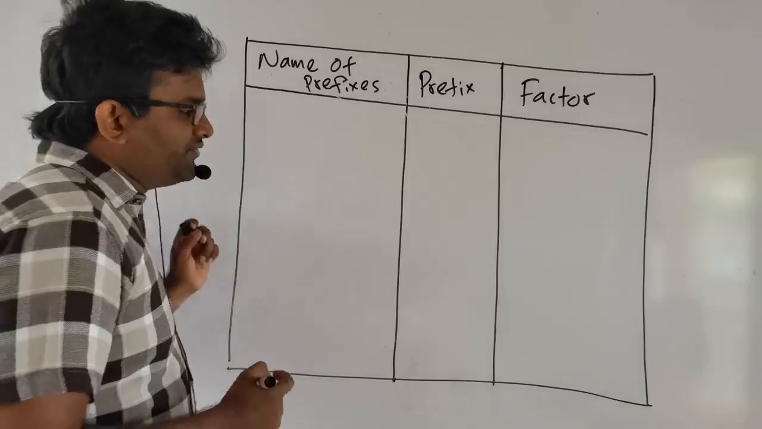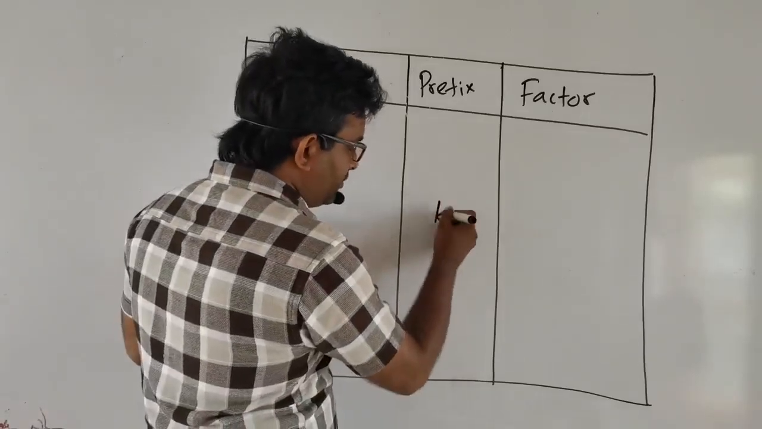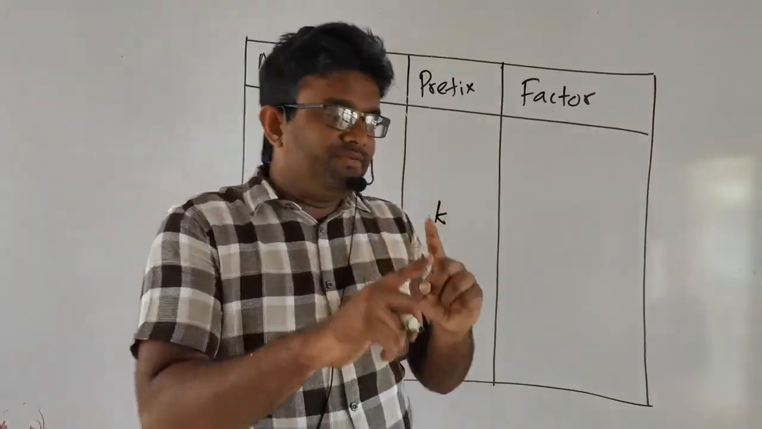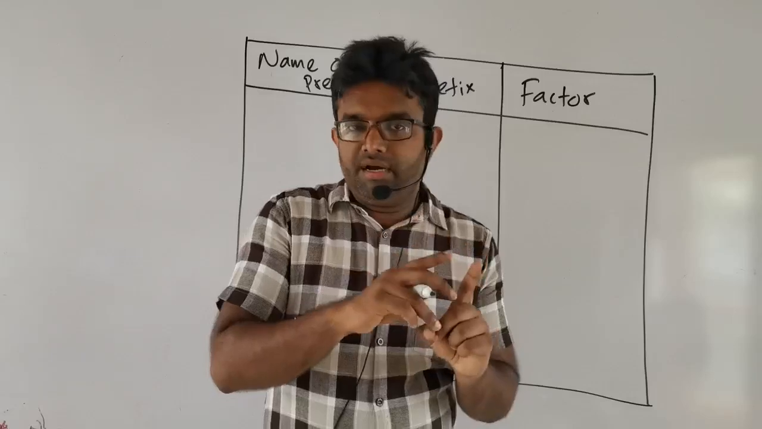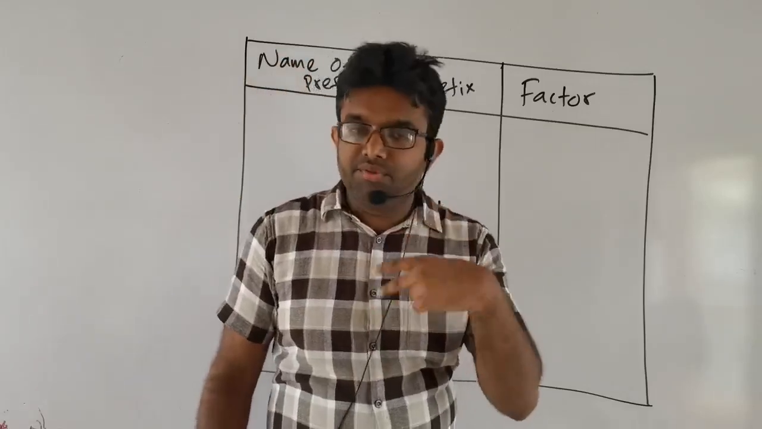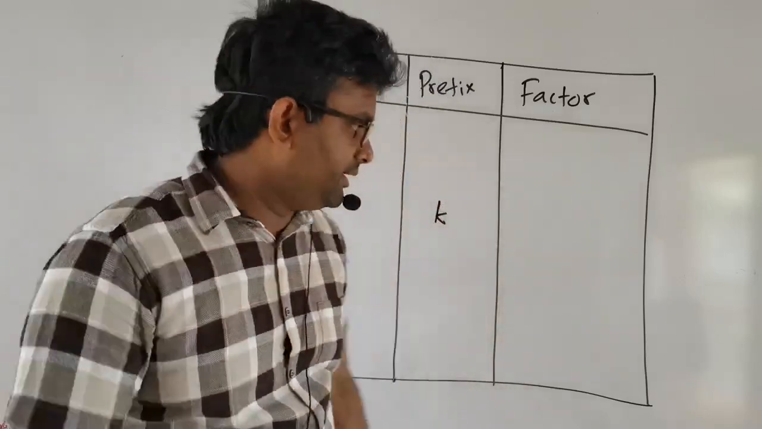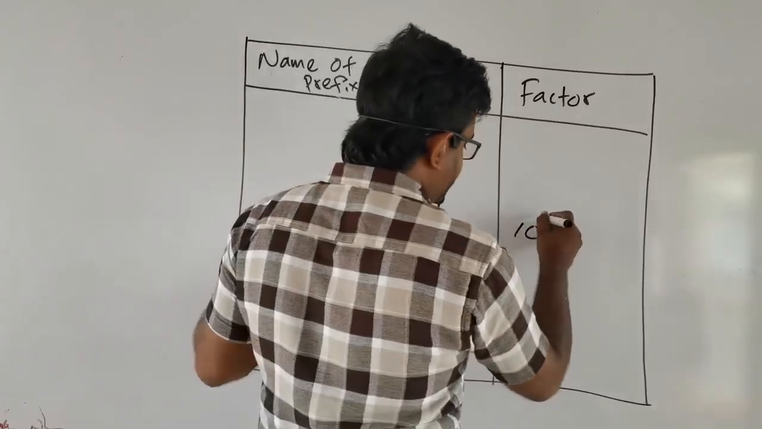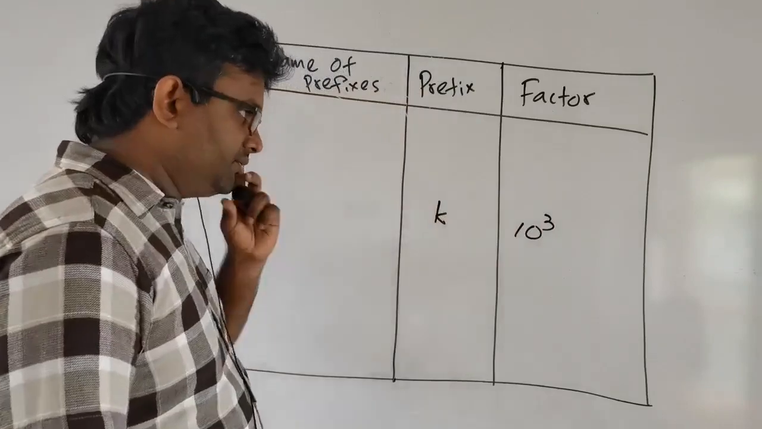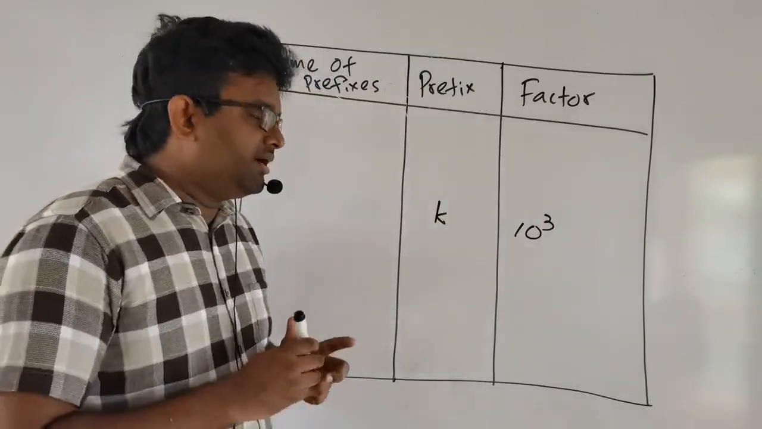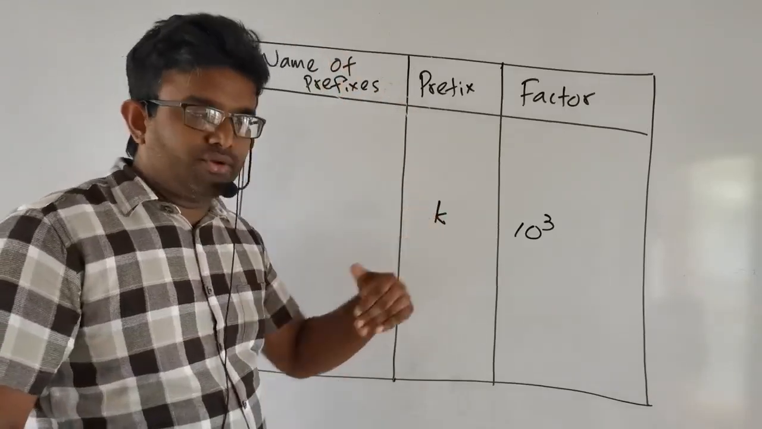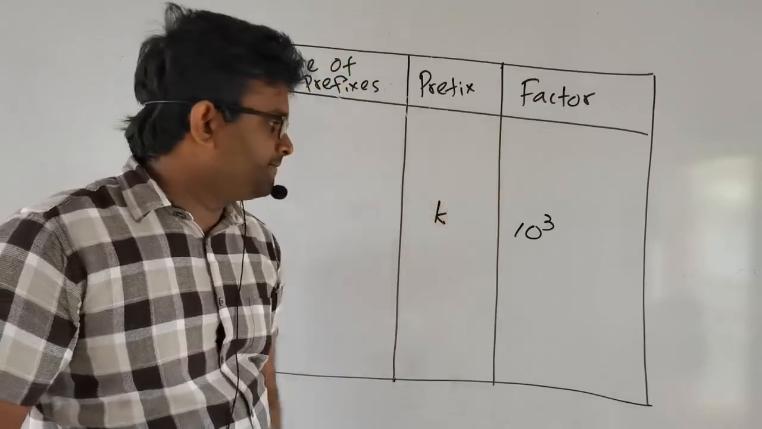So we can start with the known value. You all know about kilo, right? So kilo means 1000. 1000 is 10 to the power 3, where the number of zeros is taken as the power. So this is 10 to the power 3. Larger values than kilo increase by 10 to the power 3 each time.